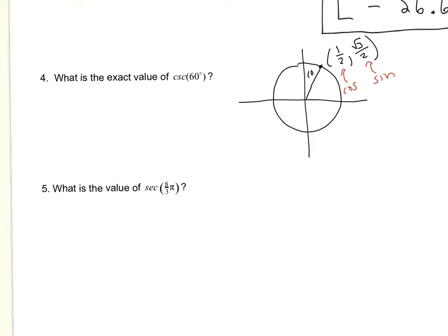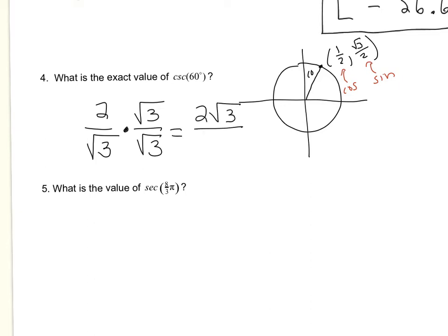Now cosecant is not given, but cosecant is the flip of sine. So all I'll have to do is look at the sine value, which is square root of 3 over 2, and I'll just flip it. So it's 2 over the square root of 3. And if I wanted to clean that up, we remember we can multiply top and bottom by square root of 3 to get rid of the square root on the bottom. So that's 2 square root of 3 over 3. Because the bottom is the square root of 9, which is just 3.